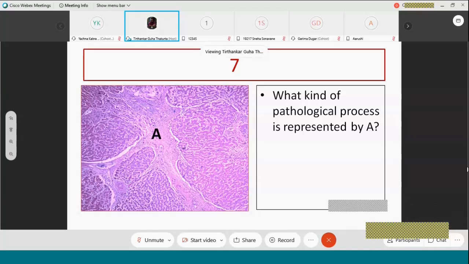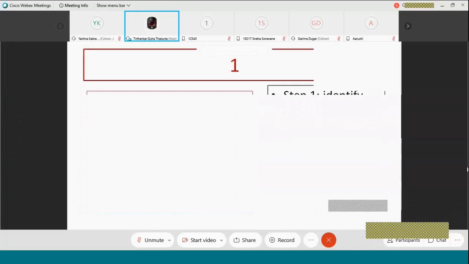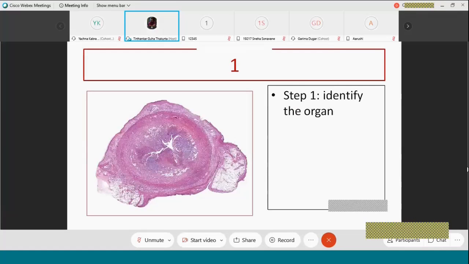So with this basic idea of different kinds of damage that can happen in organs, like necrosis, degenerations, and malignancy, we come to the discussion of organ pathology. When you want to diagnose in histopathology, the first step is to identify the organ. The second step is to identify the pathology. So looking at this, what do you think this organ is?